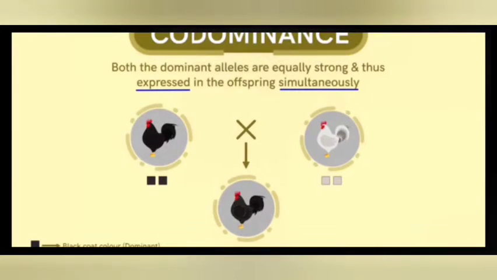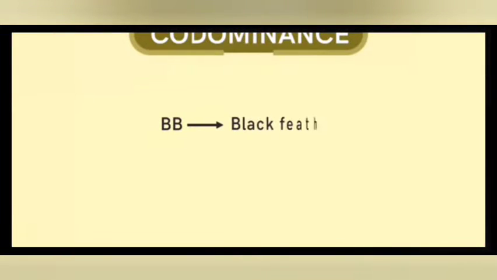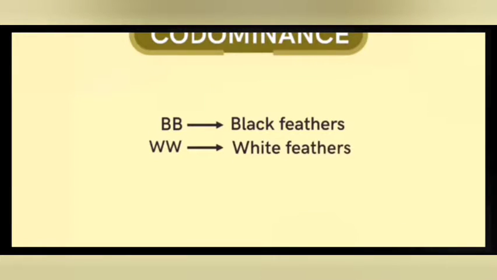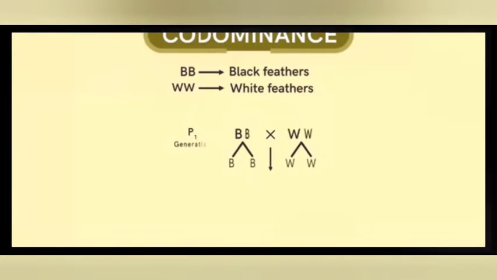Here, for example, in this case of a fowl, the black colored as well as white colored feathers are equally dominant, and their cross results in checkered feather. Let's find out how this takes place. Now this black colored fowl or black feathers are because of the genotype capital B, whereas white feathers are because of the genotype capital W.